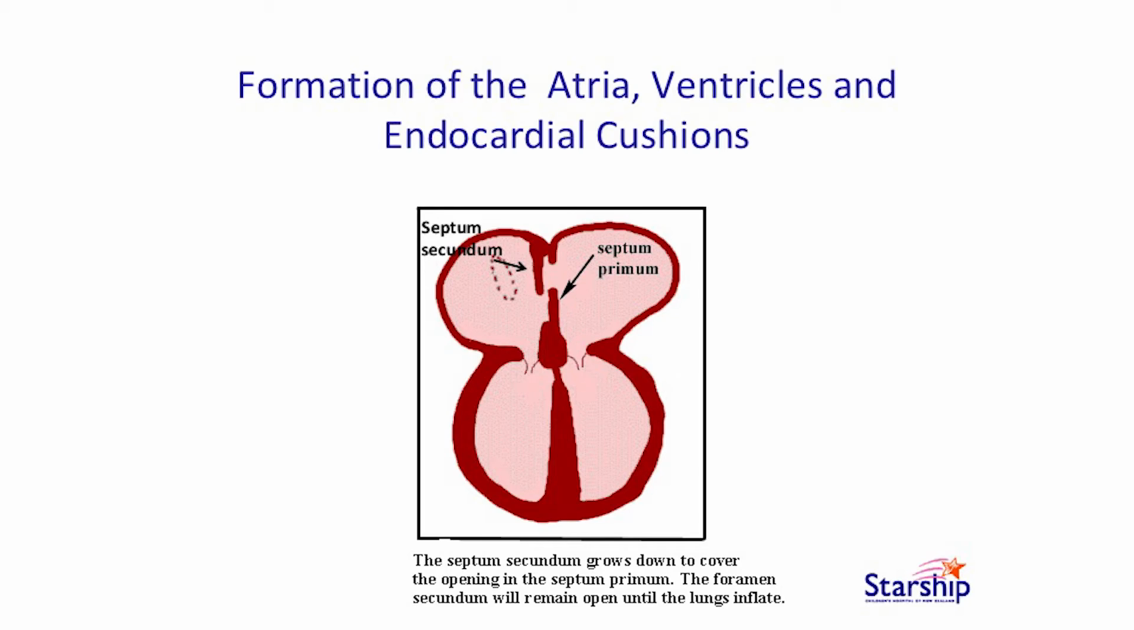In the atria, that septum secundum has now grown down from the roof of the atria, and it grows down to cover the opening of the septum primum. So it keeps growing, goes past where that gap is. And the overlapping of these two tissues or septums creates the foramen ovale, which remains open in fetal life because of the high pressure on the right compared to the pressure on the left.